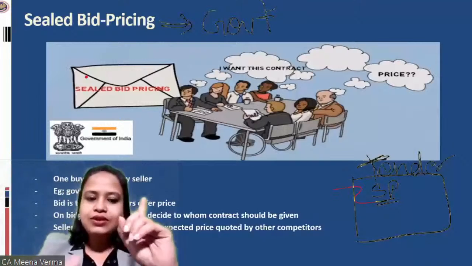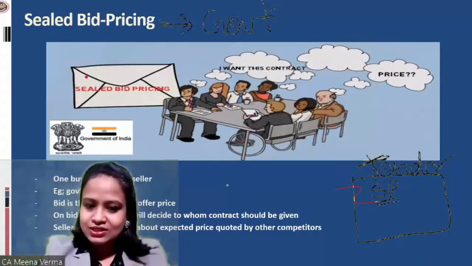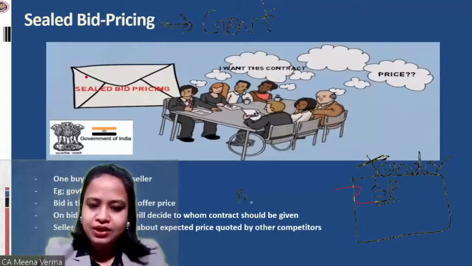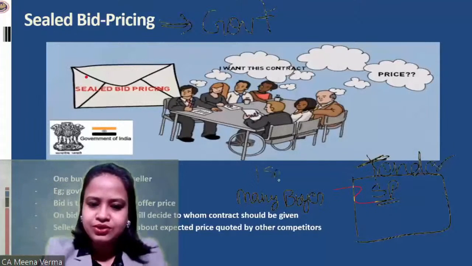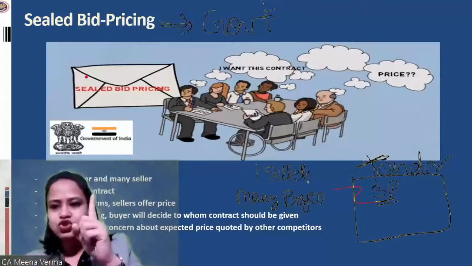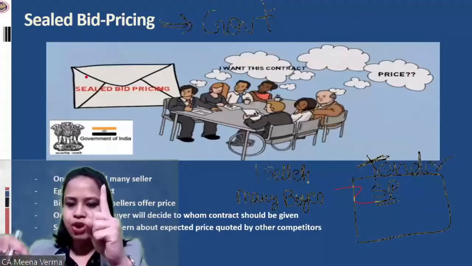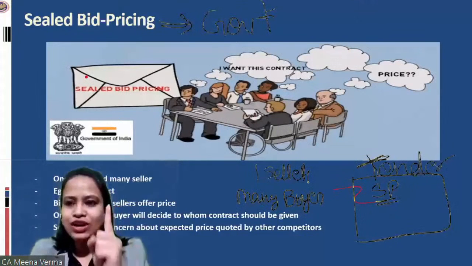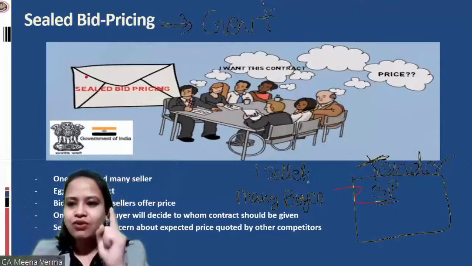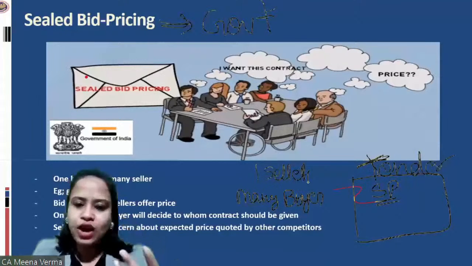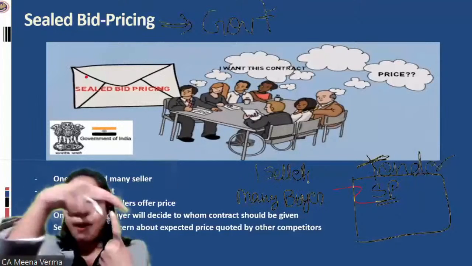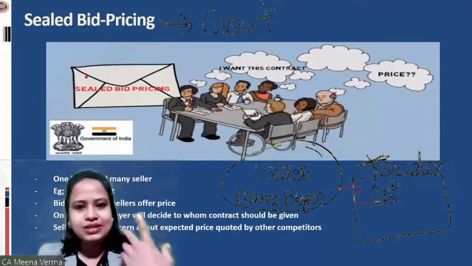Now generally, the condition in the market is that there are many buyers and one seller. One shop, many customers, one chartered accountant, many clients, one advocate, many clients. This is the condition you have observed in the market: one seller, many buyers.